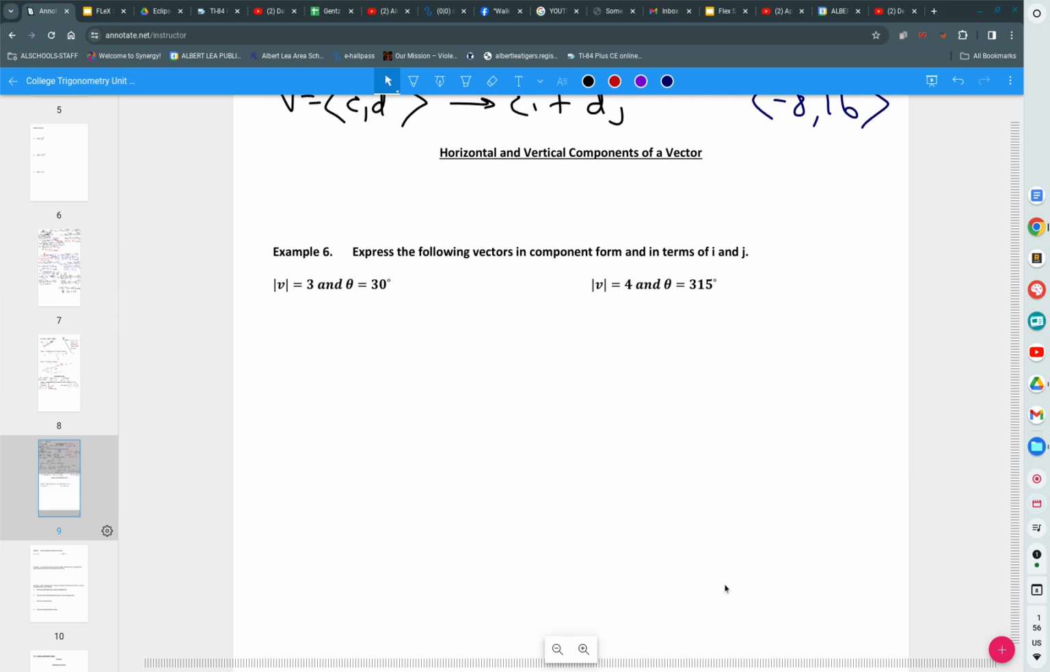The piece that you are going to have to do is come up with the horizontal and vertical components of the vector, and I will show you that right here. Suppose you have a vector that is located at (a, b), and that vector, in fact, has a magnitude to it, and it has a direction we'll call theta.